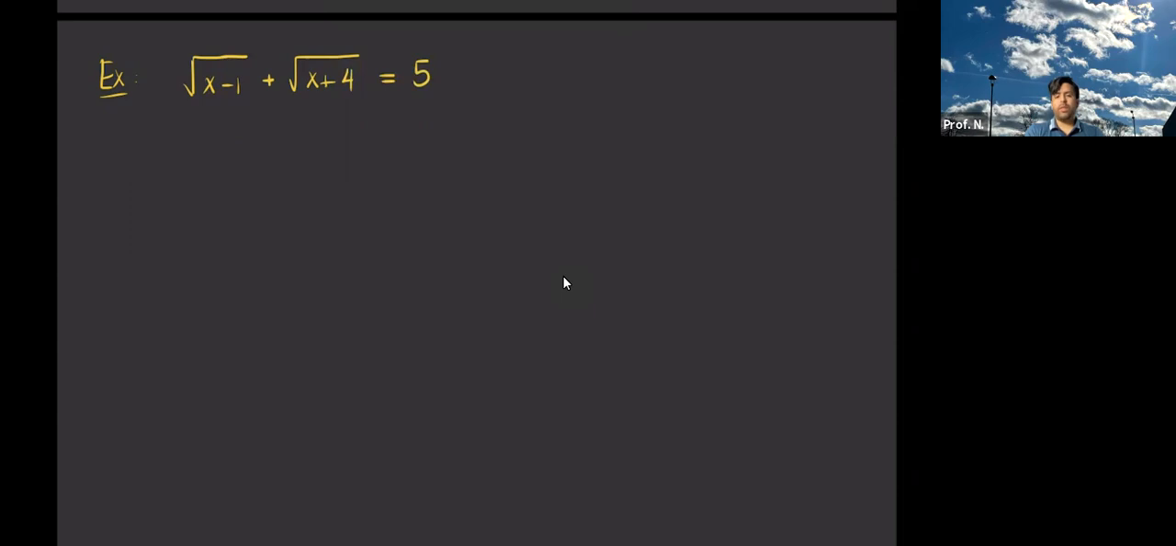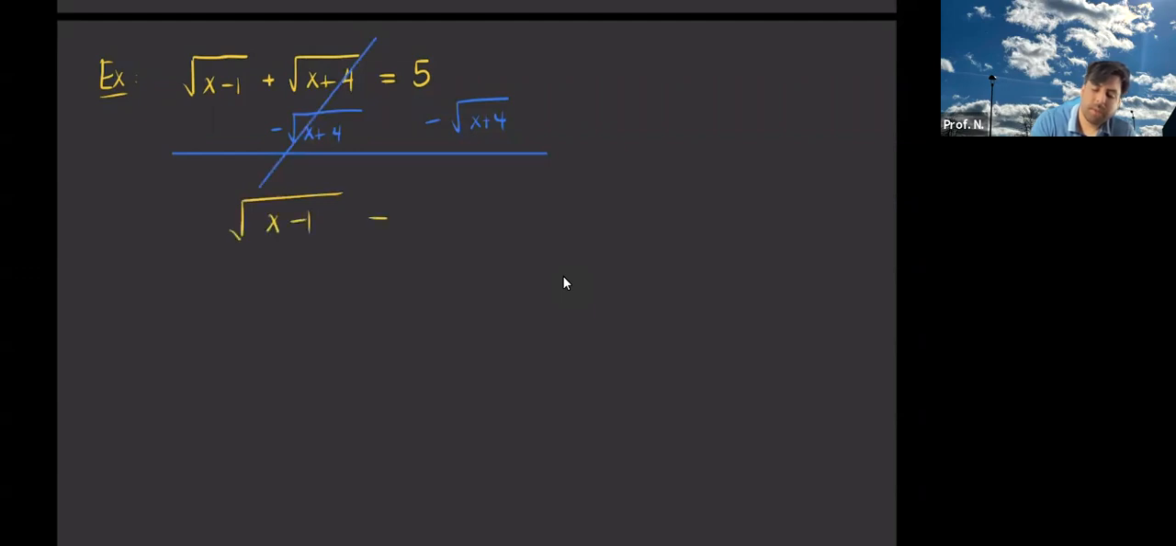Two radical expressions. I want to solve it, so I must first separate them so that I can square one of them. So I'm going to put the radical x plus 4 on the other side. So these cancel here. And I'm left with the square root of x minus 1. That equals 5 minus the square root of x plus 4. Okay?